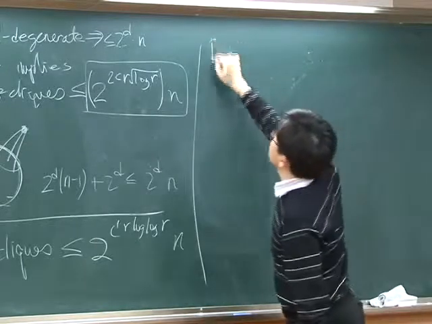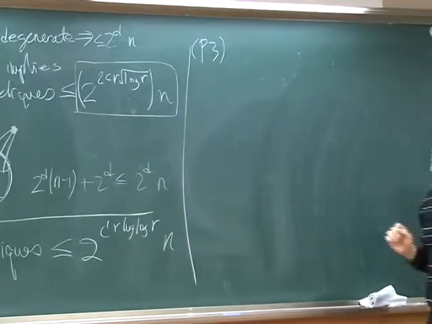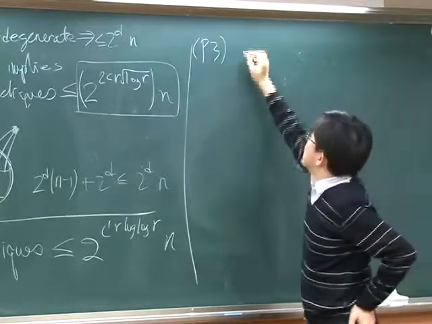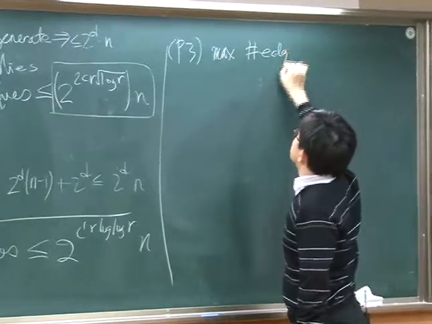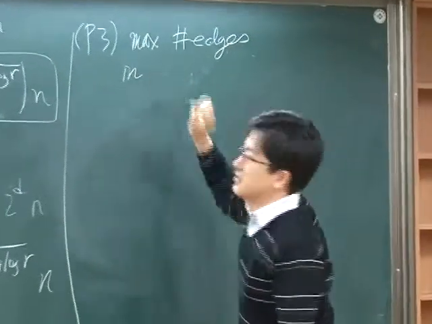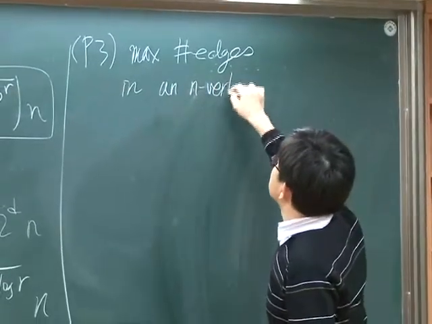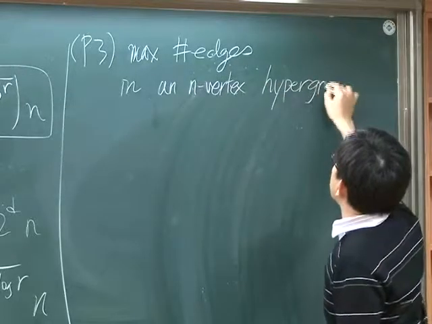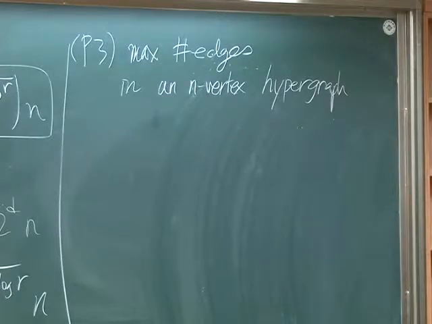Now let's talk about the third problem. This is a generalization of the first problem. I want to know the maximum number of edges in an n-vertex hypergraph. So instead of a graph, we are talking about a hypergraph.